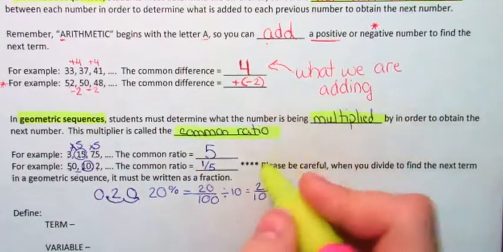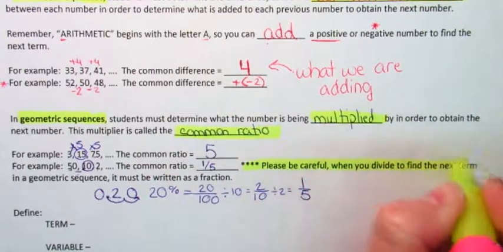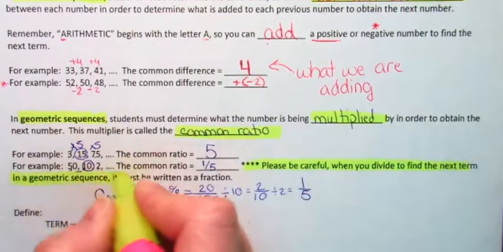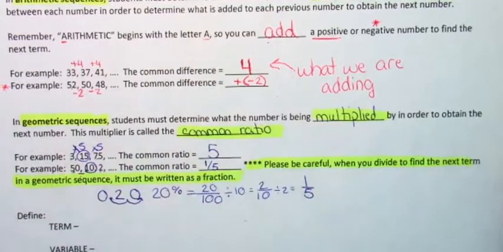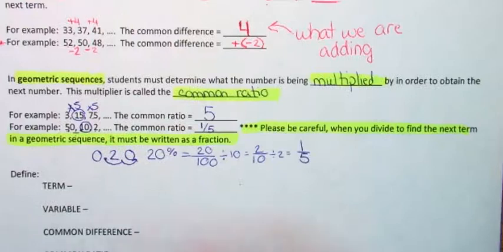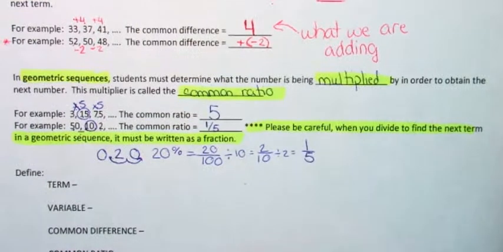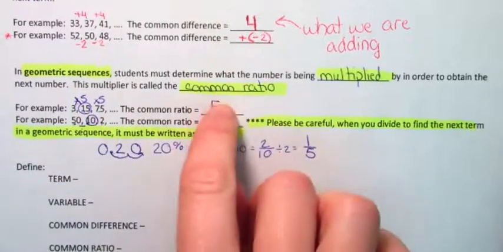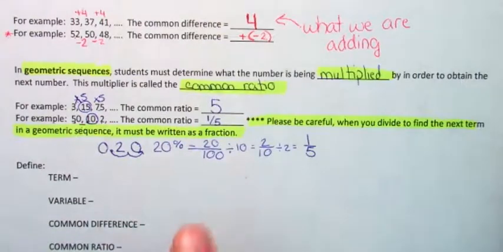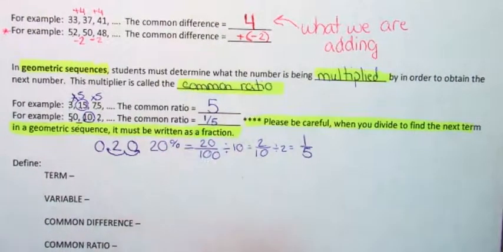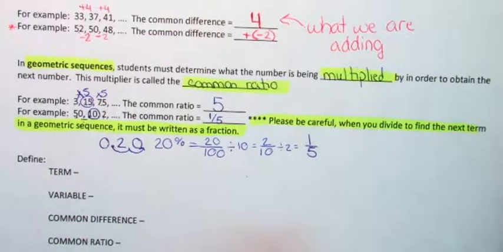I'm going to highlight this. It says, please be careful. When you divide to find the next term, you need to write it as a fraction. So when your numbers are getting smaller, you're going to have a fraction as your common ratio. And these can be a little tricky. You just have to pay close attention. Most likely you're going to get one like the top, but every once in a while I've seen one that has a fraction. It involves a little bit more work.